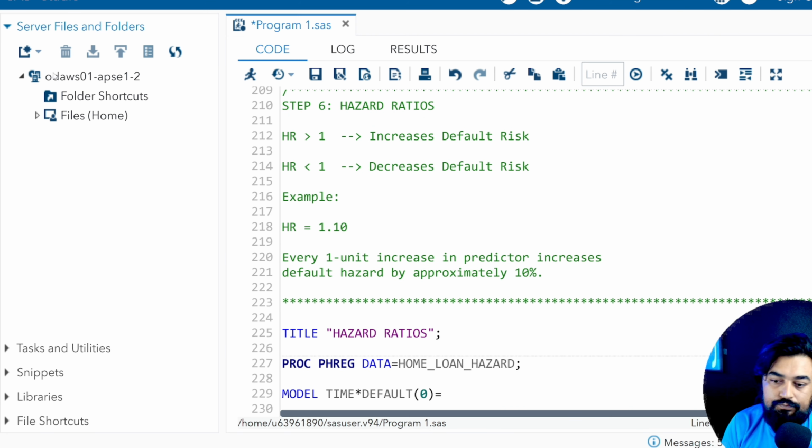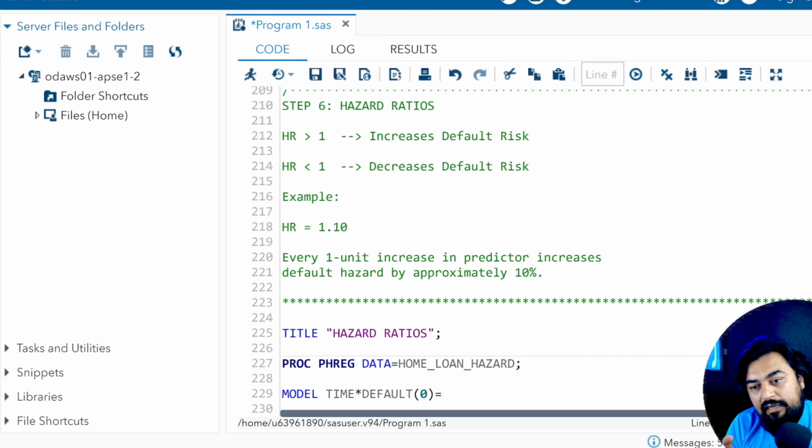In the next step, what I'm trying to do, hazard ratio makes model results much easier to understand. So that's what I'm trying to achieve here. Hazard ratio greater than 1, when I mention that, this means the risk increases. Now let's take an example. For example, LTV hazard ratio equal to 1.05. Not this one, just try to understand. And as I said, try to make notes of this. So if the LTV hazard ratio is 1.05, every 1% increase in LTV increases the default hazard by approximately 5%.